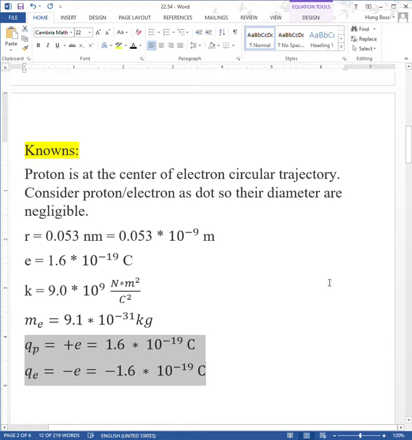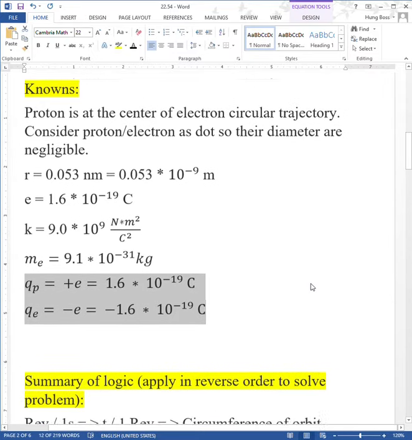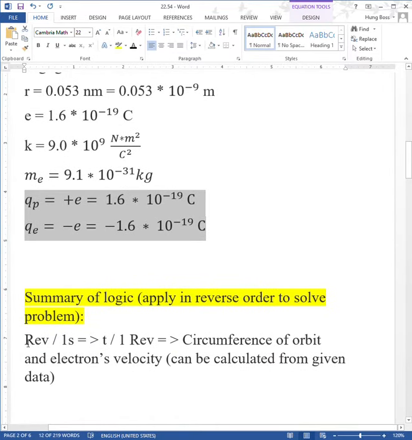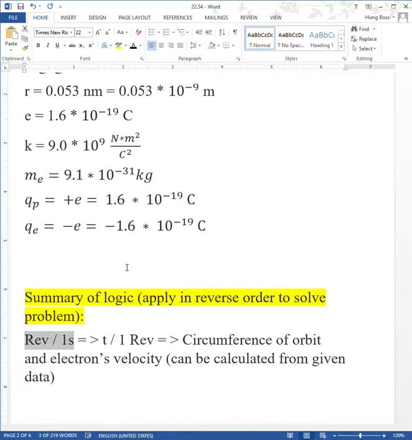Now let's talk about the logic behind this problem first. They are asking us about the revolution per second of electrons. In other words, that is how many times can it move around proton in 1 second. And to figure that out, we have to know how much time does it take to complete one orbit.